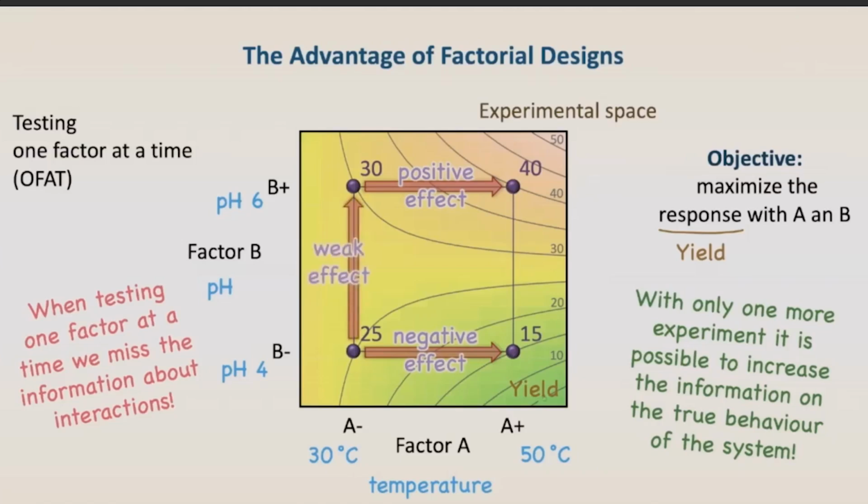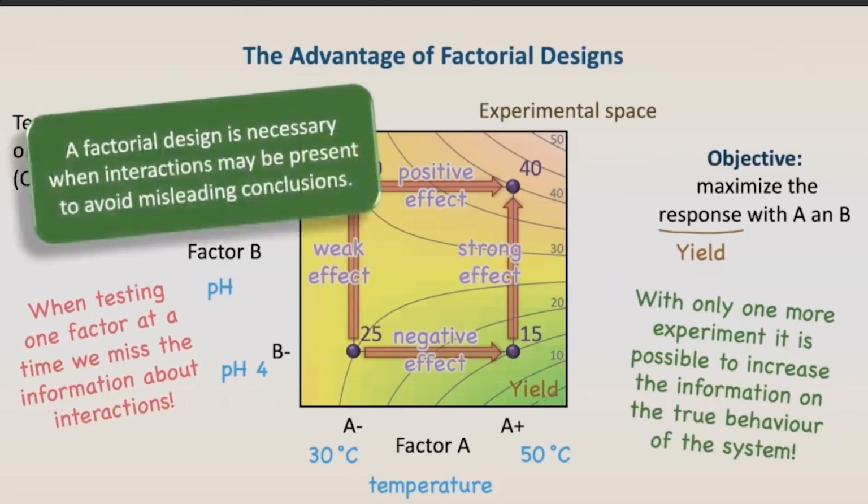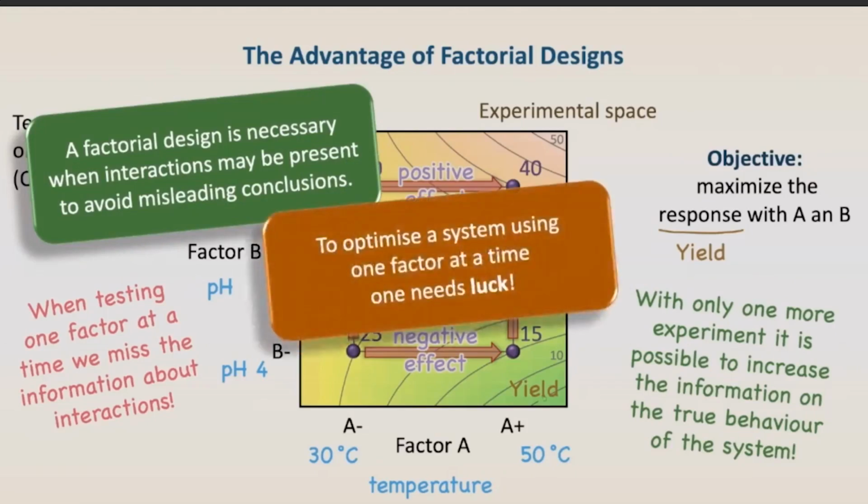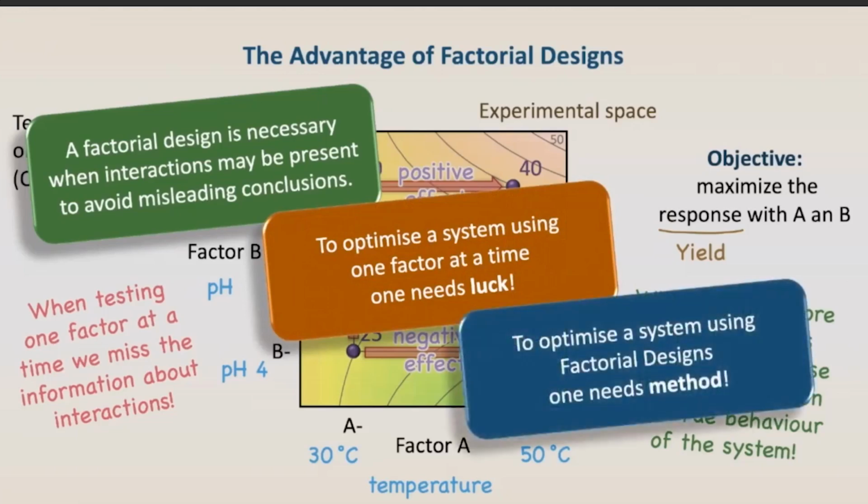And the pH has a weak effect at 30 degrees and a strong effect at 50 degrees. A factorial design is always necessary when interactions may be present in the system to avoid misleading conclusions. To optimize a system using one factor at a time, we need luck. But to optimize a system using factorial designs, we only need method.